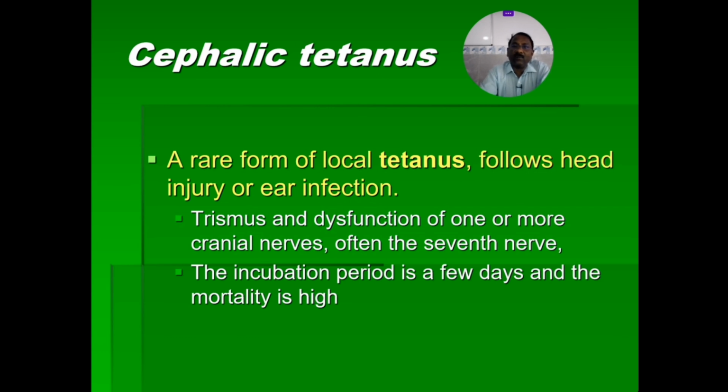Cephalic tetanus, a rare form of local tetanus, follows head injury or ear infection. There is trismus and dysfunction of one or more cranial nerves, often the seventh nerve. The incubation period is a few days, and the mortality is also very high because of the cephalic presentation.